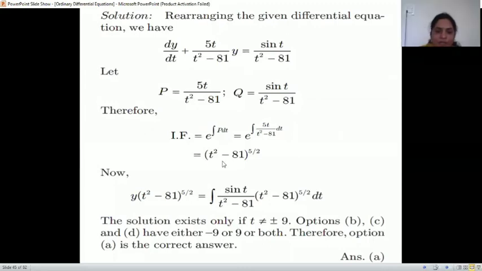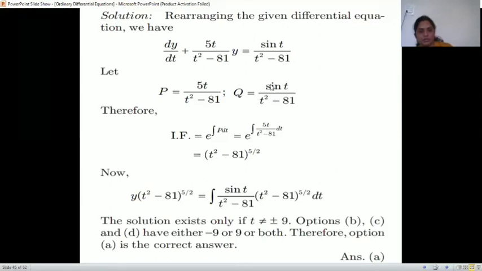Okay, so it is t square minus 81 raised to 5 by 2. e raised to log, that is the power raised to 5 by 2, right? And the solution is y into t square minus 81 raised to 5 by 2 is equal to integration of sin t upon t square minus 81 into the integrating factor t square minus 81 raised to 5 by 2 dt.